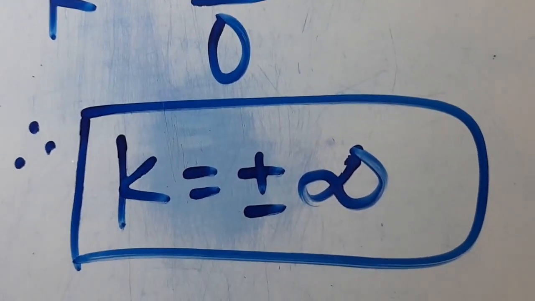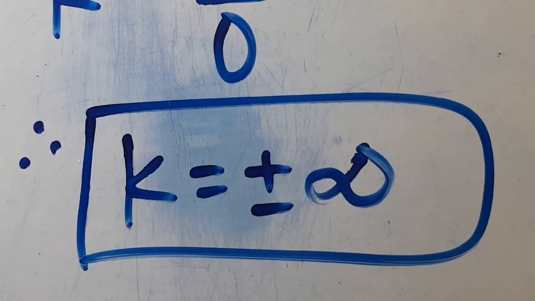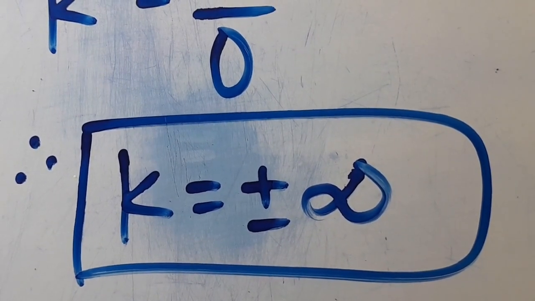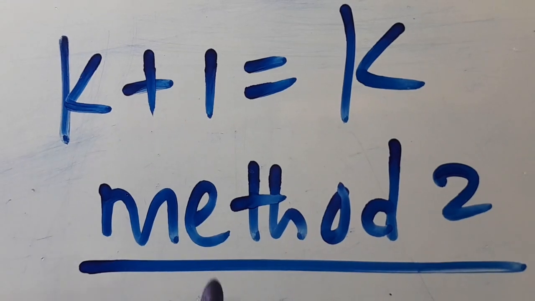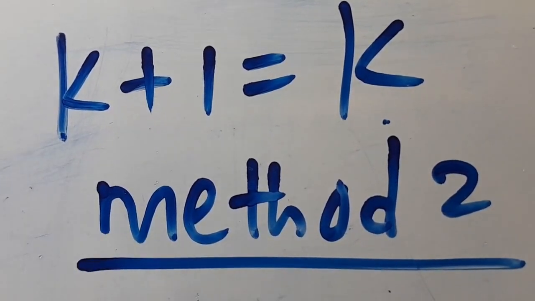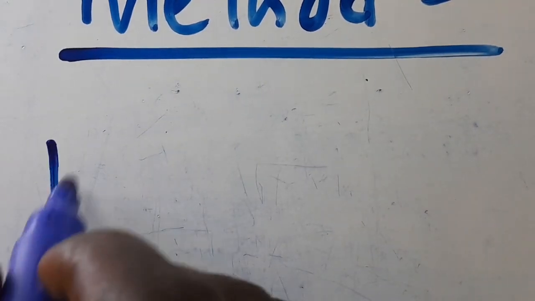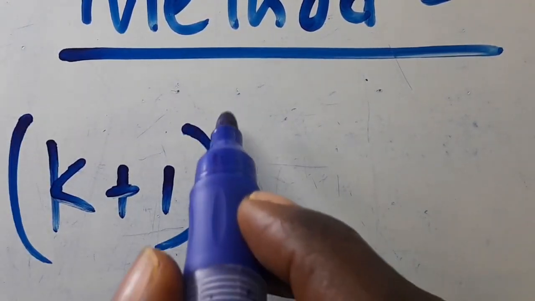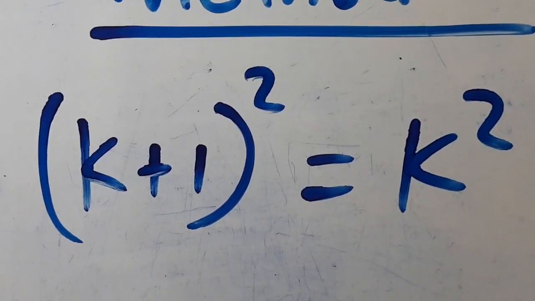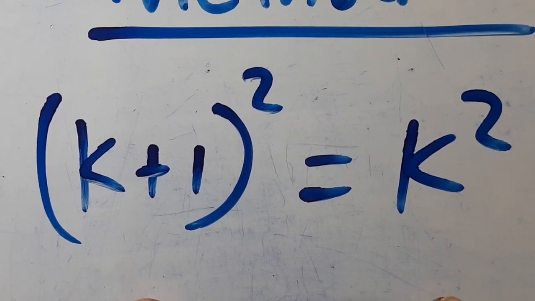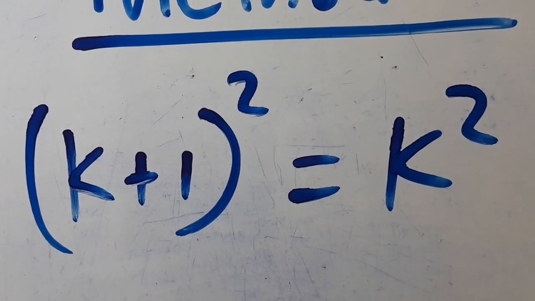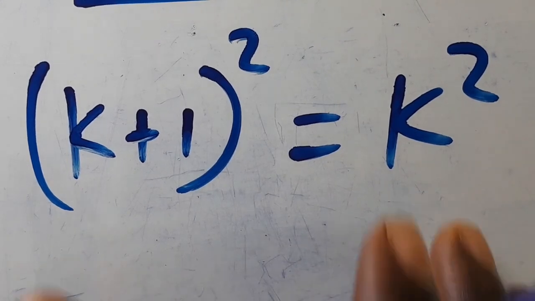And this is the first method for solving this problem. Now let's take a look at the second method. Method 2: let's square both sides. So that means we have k plus 1 all squared equals k squared. The reason why we square both sides is to avoid the negative answer. So we reform it as this.